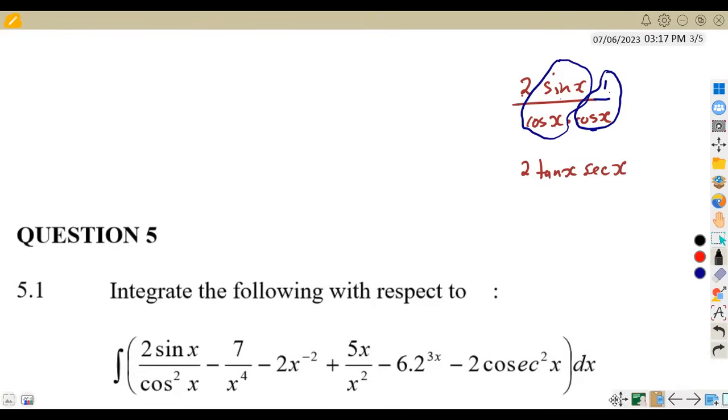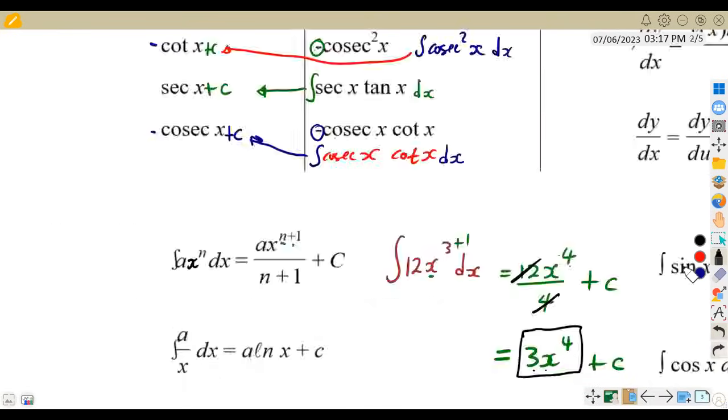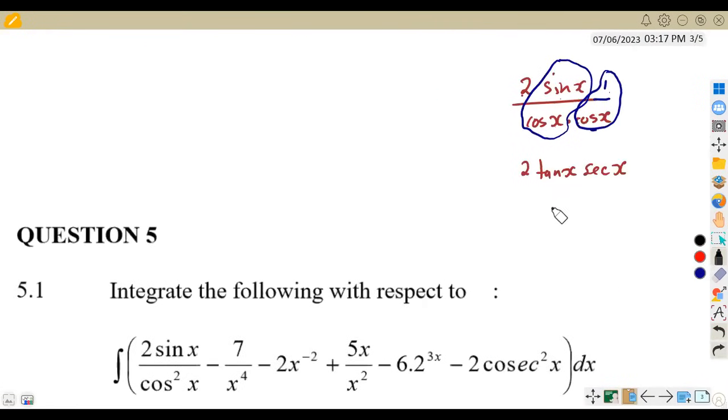We can see that we have got the integral of sec tan. Let us check here. There is sec tan, which gives us sec x. So this one can be integrated. So we are going to rewrite this as 2 sec x tan x. All right, so that is the first part here, that's 5.1. We are going to have the integral of 2 sec x tan x. We haven't started integrating. Take note, we are still rewriting so that we can be able to integrate our expressions. All right, so that's the first part.